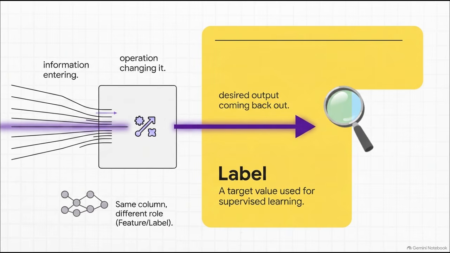And finally, we have the destination, the label. A label is the target value. It's the desired output that you are actively trying to train your model to predict. Now, if you take away only one thing from these definitions, make it this. The exact same column can play completely different roles in different analyses. You constantly have to ask yourself what information is entering the process, what operation is changing it, and what kind of output is coming back out.